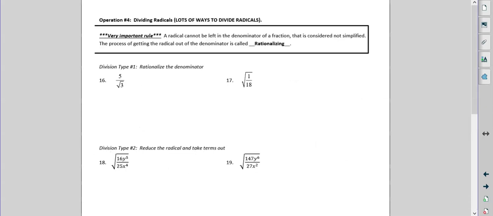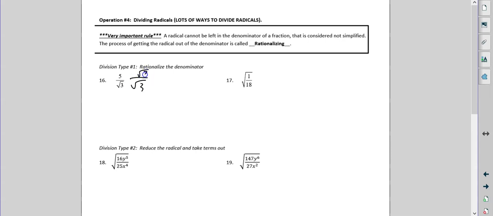All right, dividing radicals. Okay, there's lots of ways to divide radicals, but this is a very important rule. A radical cannot be left in the denominator. Okay, it's considered not simplified. So the way we get rid of it is by rationalizing. So we have a square root of 3. Remember, things come out in groups of 2. So if we could have another square root of 3 here on the bottom, that would simplify to just 3.